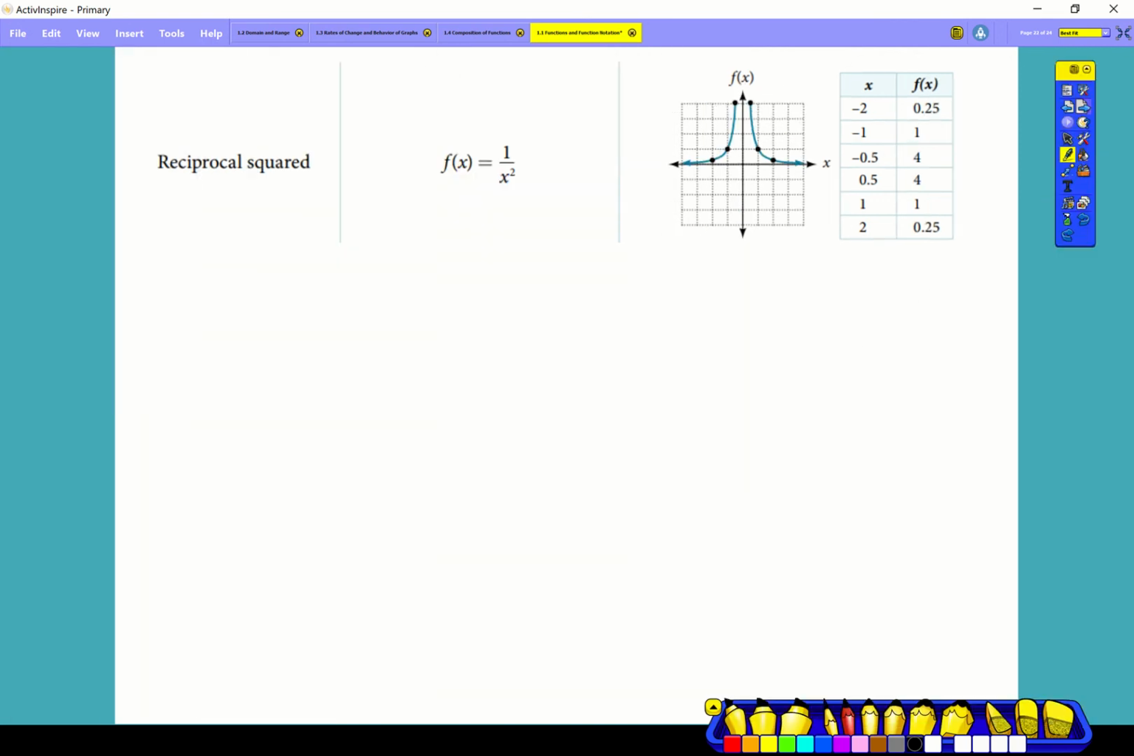Our next one is the reciprocal squared. This is just like the reciprocal, but it's just the top portion. So it cannot take on any negative y values. Notice that f of x has got to be greater than 0. It won't really equal 0.